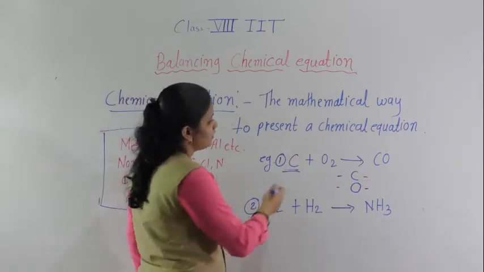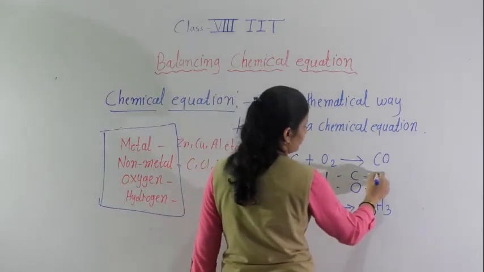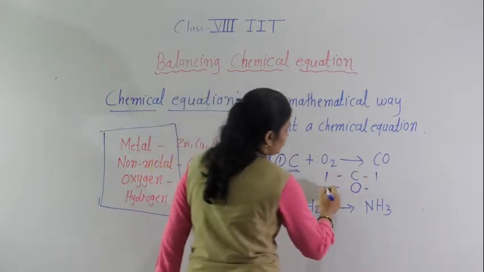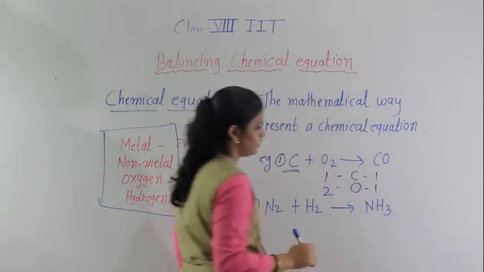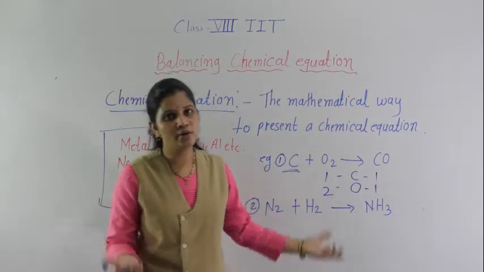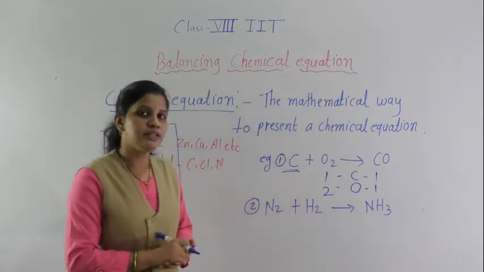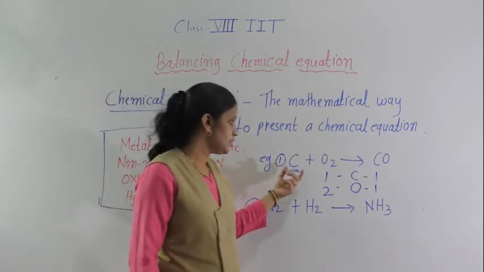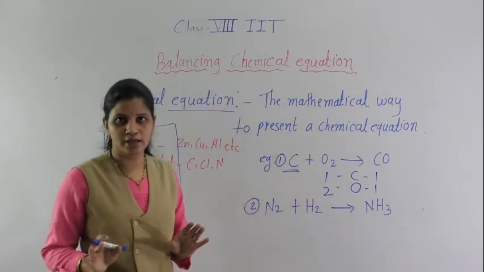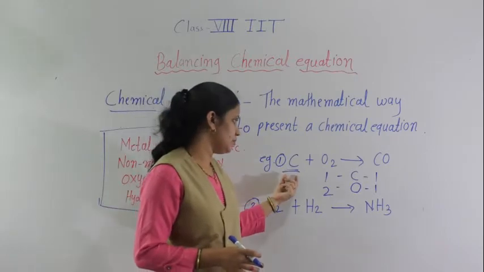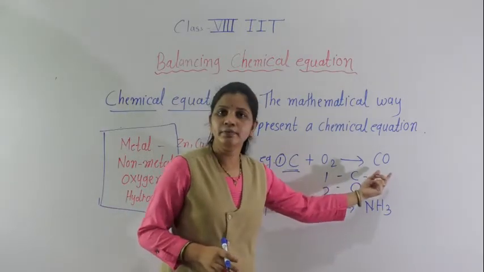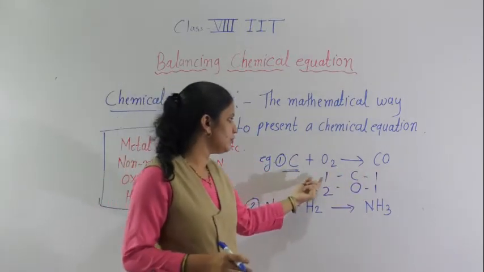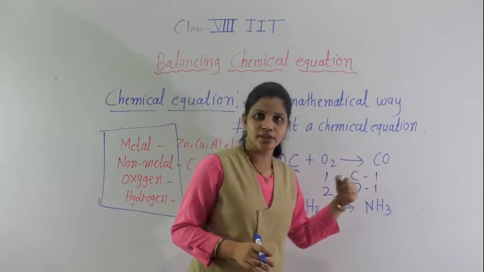Now see, on this side carbon is 1, and here also 1. Oxygen is 2 here, and here only 1. So this reaction is not balanced. So how do we balance this reaction? First see, there is no metal in this, then non-metal, carbon, but carbon is already balanced. Here also one carbon, and on this side also one carbon.